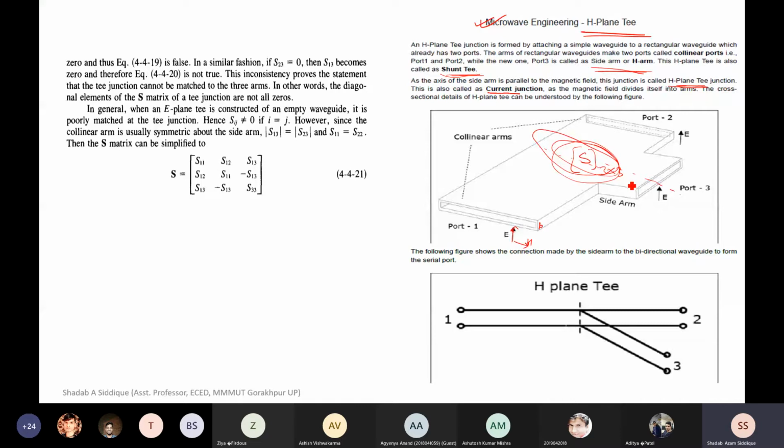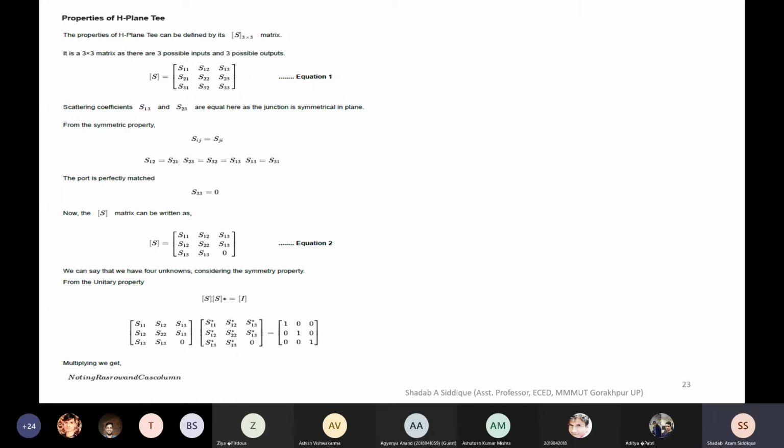Okay, clear? Now if you see the two-dimensional figure, we have port 1 and port 2, a transmission line or waveguide, and a third port which is connected perpendicular to side B. So this side B is connected, and this is called port 3.